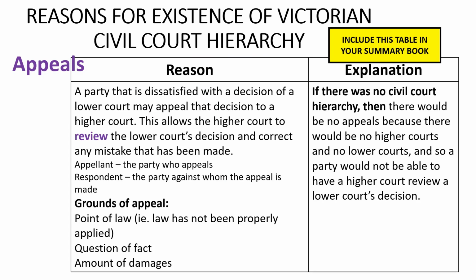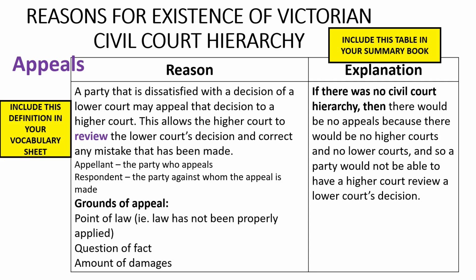Let's now look at the second reason for having a Victorian civil court hierarchy, that is, appeals. In an appeal, a party that is dissatisfied with the decision of a lower court requests a higher court to review the decision of the lower court so that the higher court can correct any mistakes in the lower court's decision. Look down the left-hand side of your vocabulary sheets, find the word appeal and write this definition in there.